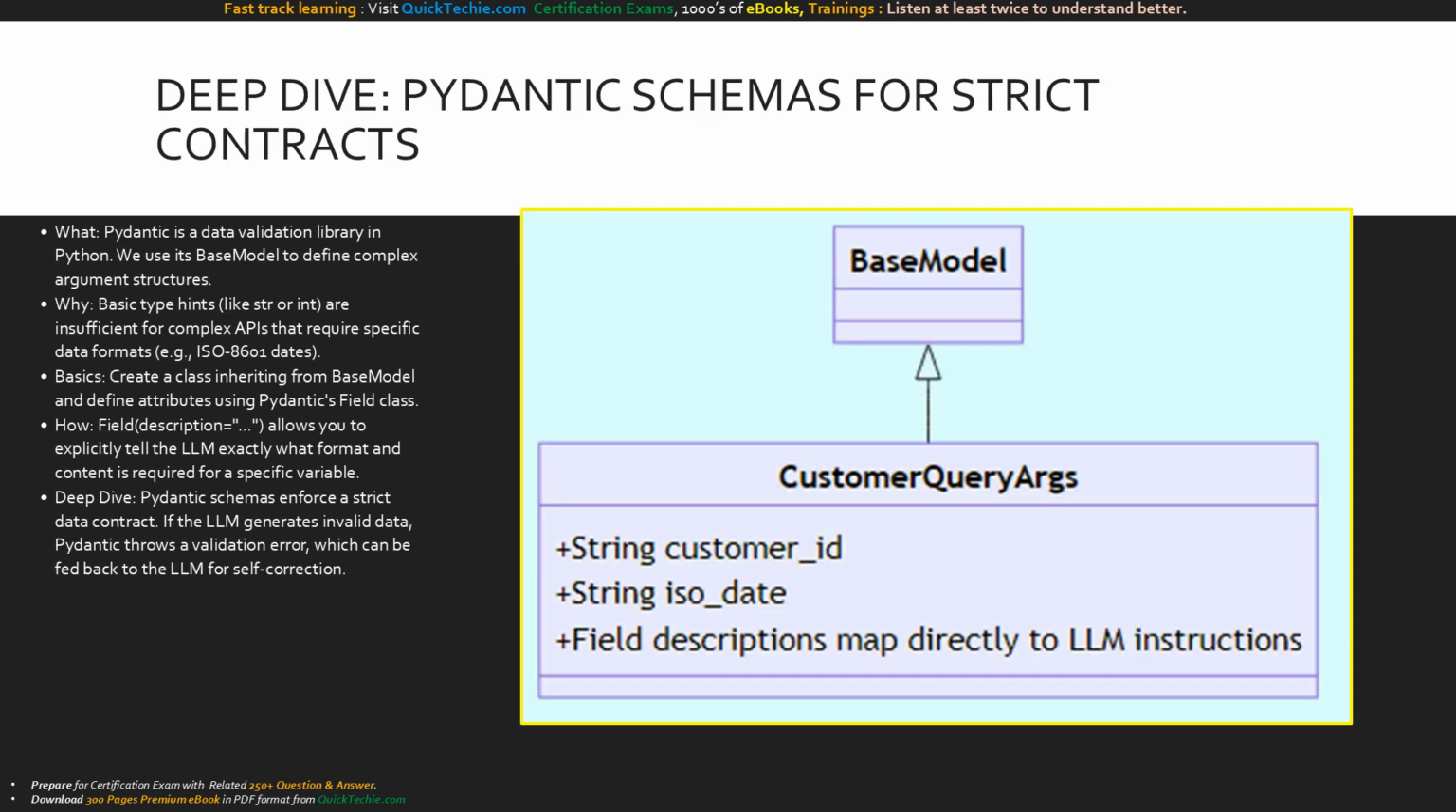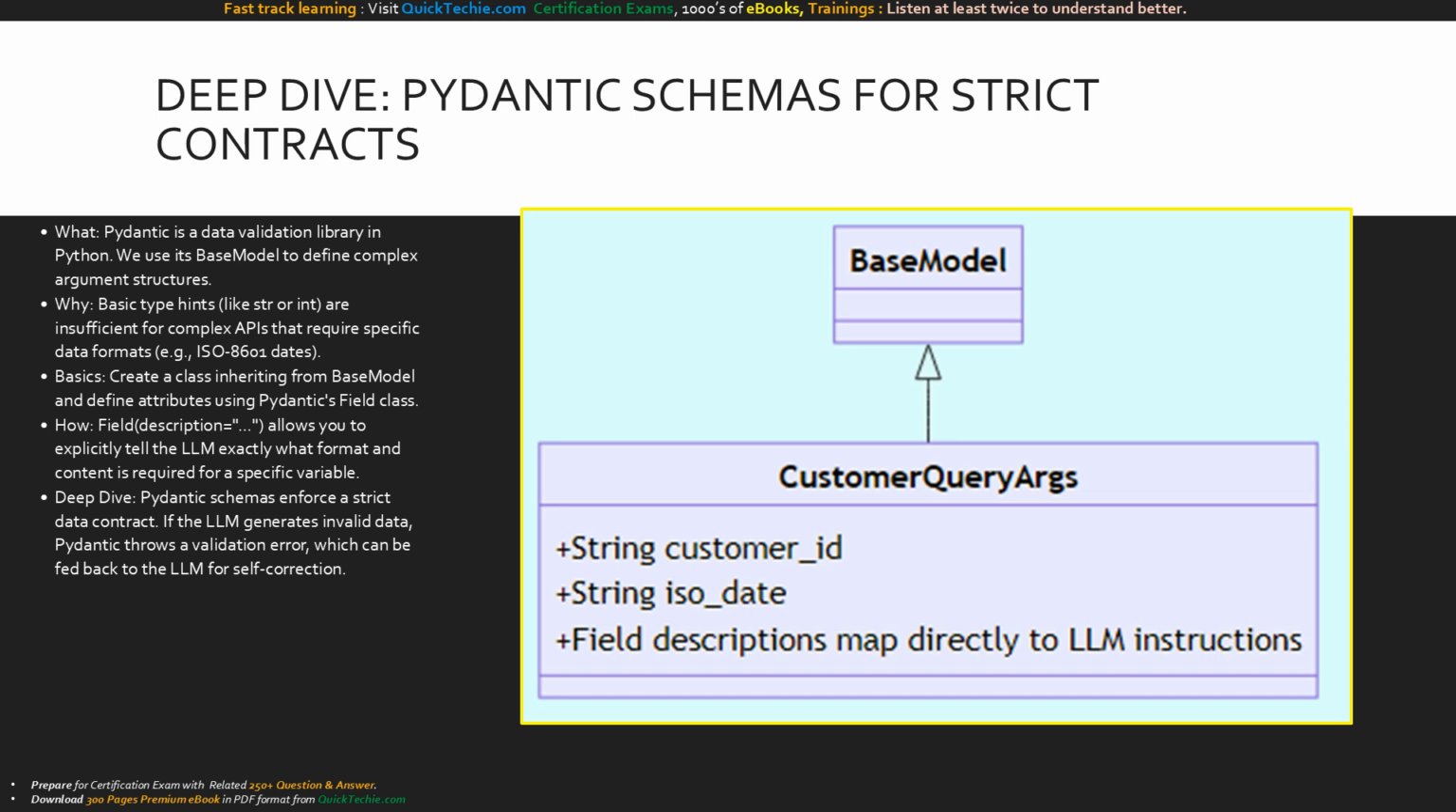While the basic @tool decorator is great, enterprise applications demand absolute reliability. Basic Python type hints like string or integer are often insufficient. What if your database query tool requires a date specifically formatted as ISO 8601? A simple string type hint won't prevent the LLM from outputting "next Tuesday." This is where Pydantic schemas come into play to enforce strict data contracts.